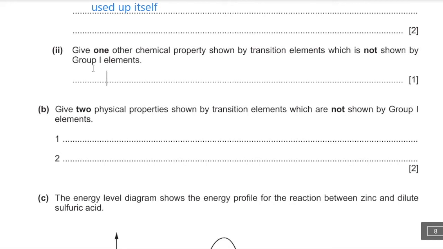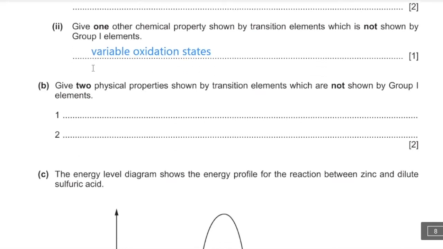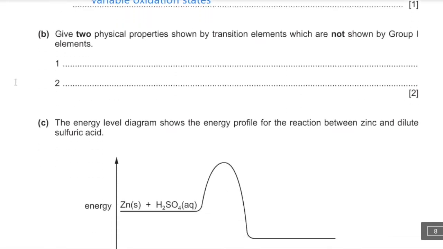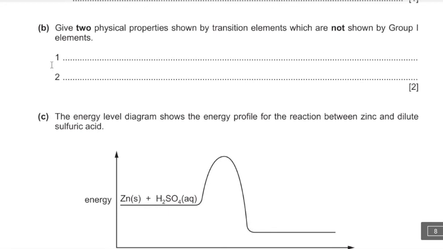So this is their variable oxidation states. B. Give two physical properties shown by transition elements which are not shown by group 1 elements. Right? So they have higher densities and they have higher melting points as well.